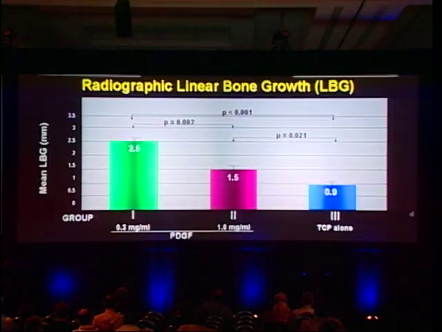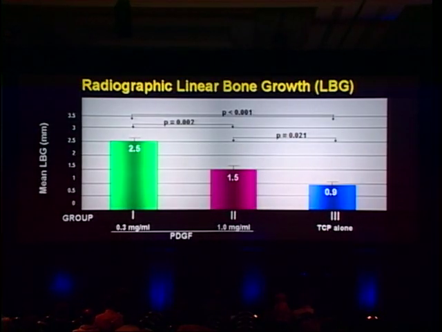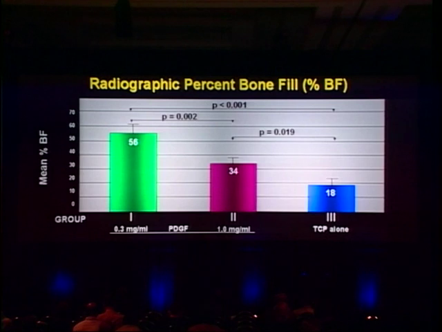And what we found was that radiographic linear bone growth was highly significant at the 0.3 level, above the TCP alone, and outperformed the 1 milligram per ml as well. If we looked at the radiographic percent fill, this is the amount of the defect that was filled at 6 months. Again, the 0.3 milligram outperformed the other two, and on average 56% bone fill at 6 months.